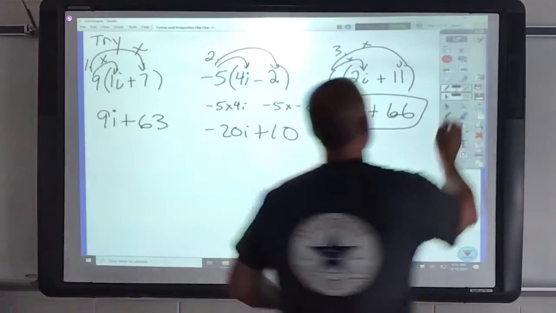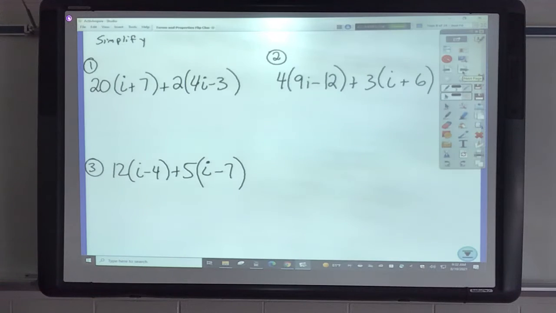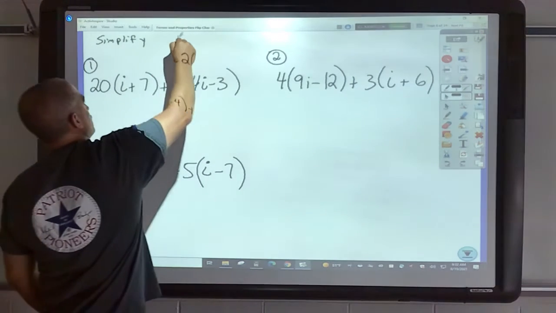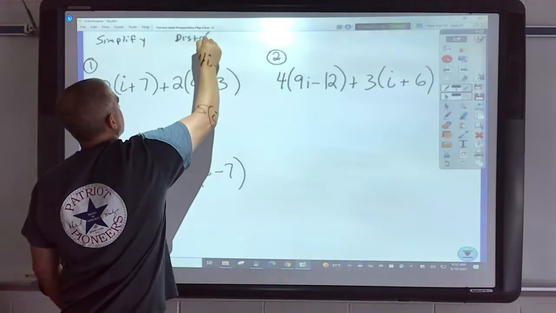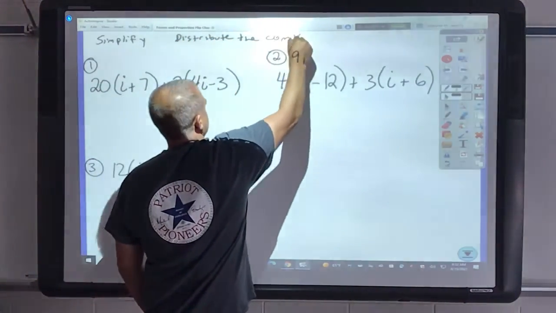Now, let's go on to the next thing here with combining like terms. It says simplify. So what we want to do with these is distribute, then combine like terms.